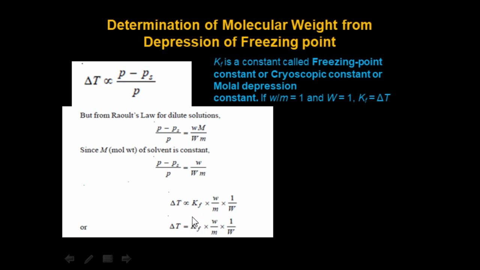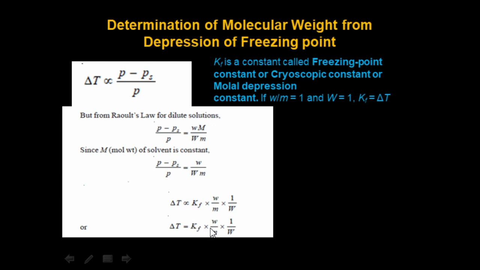How do you find the value of this freezing point depression constant? When all other terms are equal to 1, it will be equal to the depression of the freezing point. That is, the cryoscopic constant is equal to the depression of freezing point when w by m, the number of moles of solute, is equal to 1, that is, when 1 mole of solute is dissolved in 1 kg of the solvent, or 1 mole of the solute is dissolved in 1000 grams of the solvent. Then we can find the cryoscopic constant.